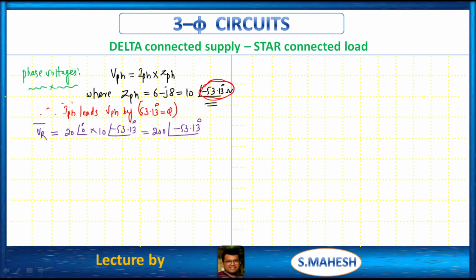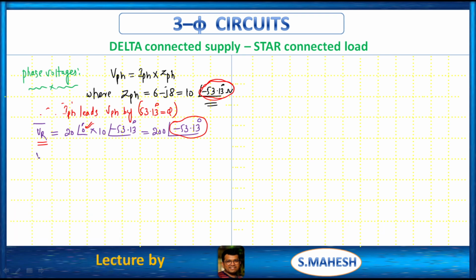See, here what is the value of phase voltage? Which is equal to minus 53.13. Means current is at an angle 0, voltage is minus 53.13. Current leads voltage by 53.13 degrees. Clear?